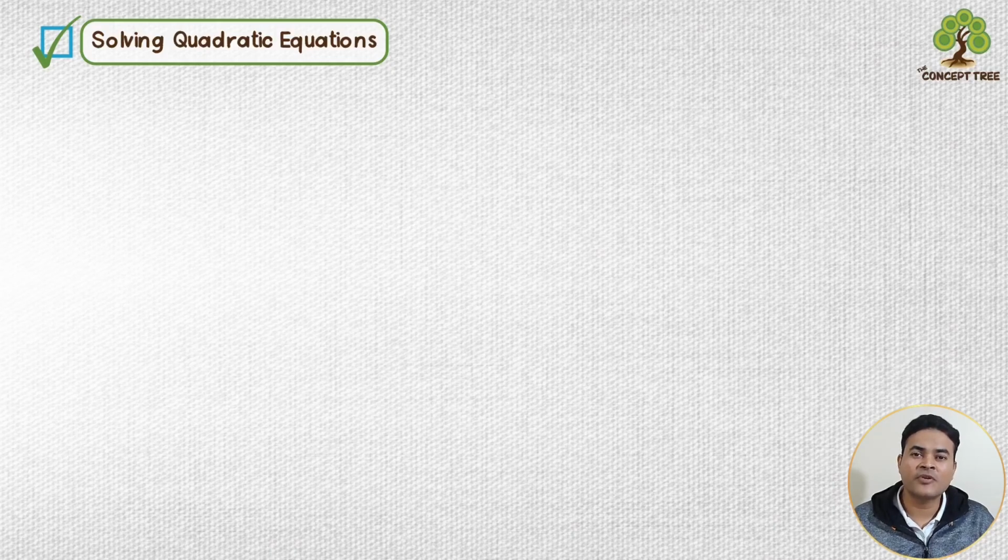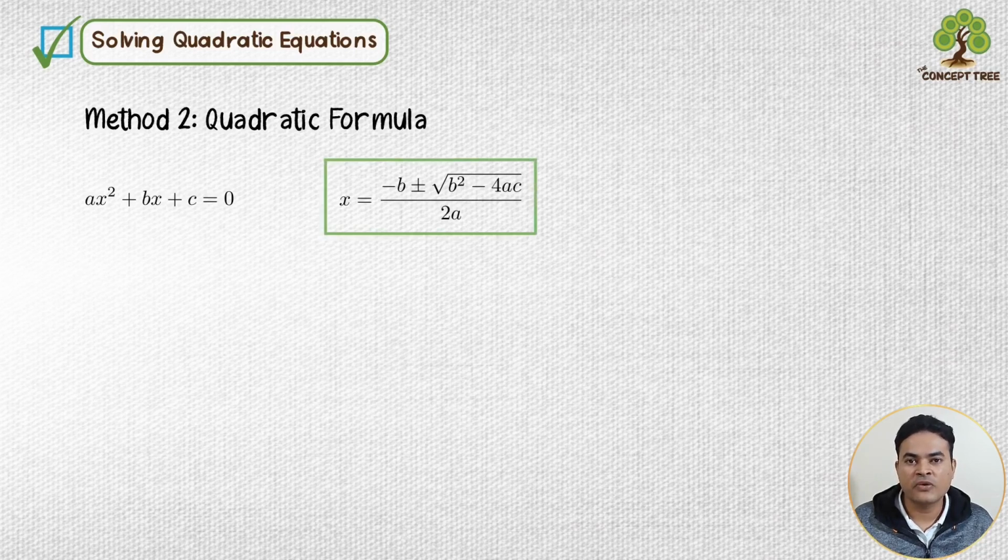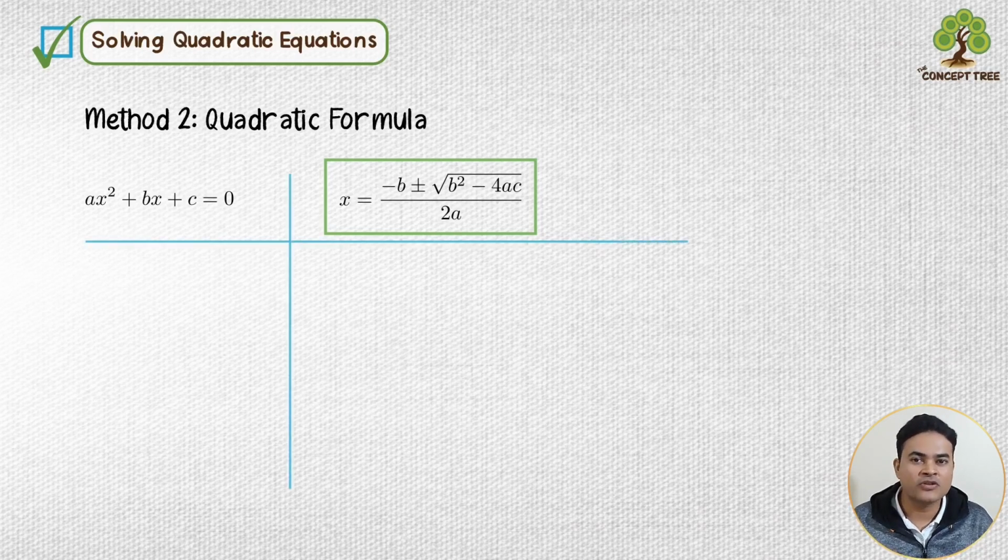Sometimes we will get some quadratic equations in which we will not be able to apply the middle term split method. So for those types of equations, we have another method which is the quadratic formula. We know the general form of a quadratic equation is ax square plus bx plus c equal to 0. The formula is minus b plus minus square root of b square minus 4ac whole divided by 2a. So a is the coefficient of x square, b is the coefficient of x, and c is the constant term. Let us solve one such example.